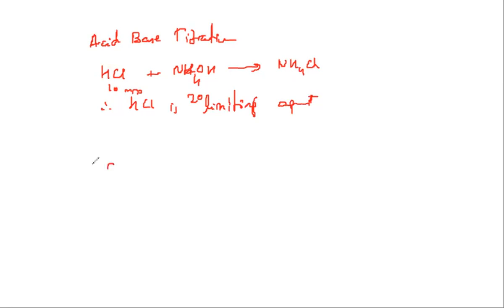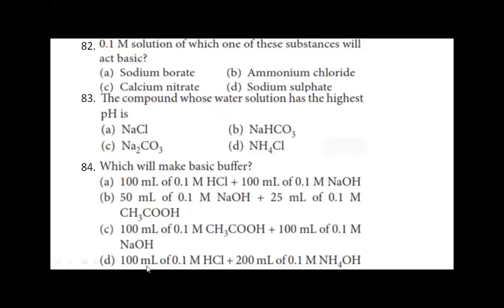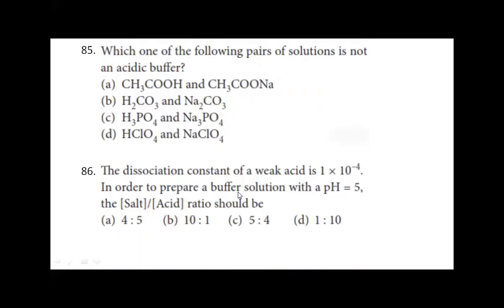So the correct option is Option D. Option D is the correct option, that is 100 ml of 0.1 molar HCl and 200 ml of 0.1 molar NH4OH.